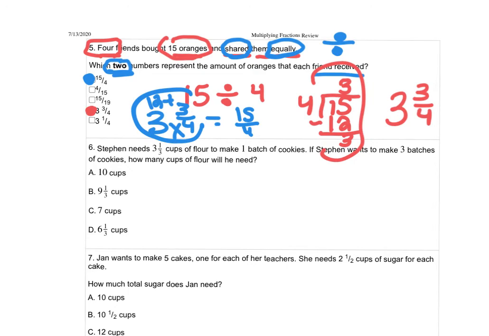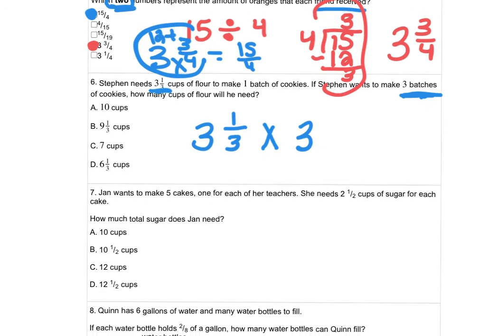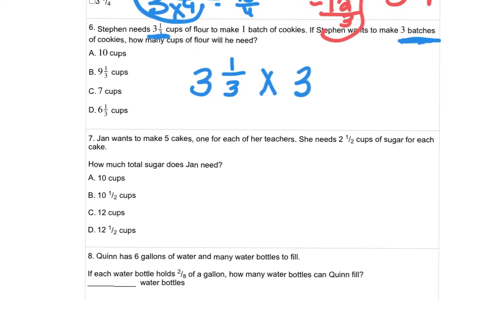Okay, the next one, I'm going to set it up for you. Stephen needs 3 1/3 cups of flour to make 1 batch of cookies. If Stephen wants to make 3 batches, how many cups of flour will he need? So 3 1/3 to make 1, but he doesn't want to make 1. He wants to make 3, so you're going to multiply. Use your examples to solve these.